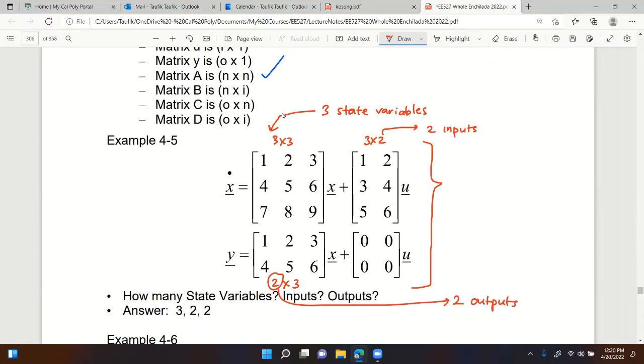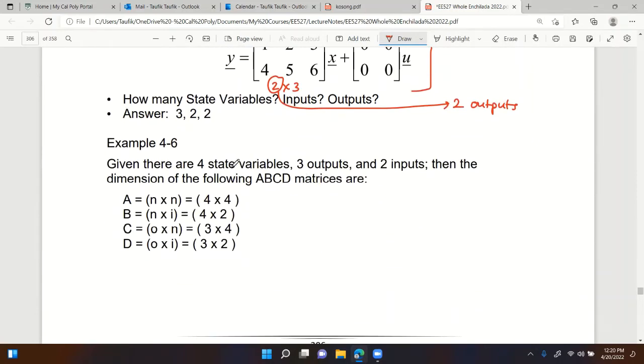All right. Likewise, let's say you start from a circuit, and from the circuit you determine that there are four state variables, 3 outputs, and 2 inputs. Then once you finish deriving the state space equation, matrix A that you get should have a dimension of 4 by 4, because there are 4 state variables. Matrix B should be 4 by 2. Matrix C should be 3 by 4, and matrix D should be 3 by 2.